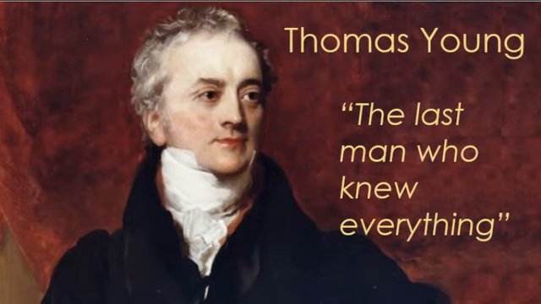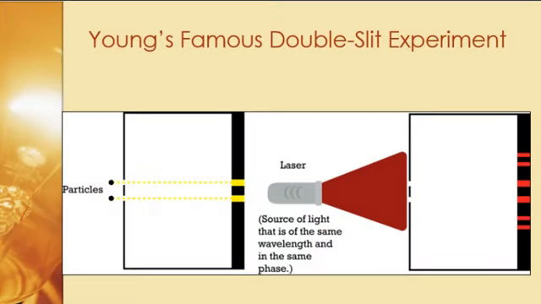This man is called Thomas Young, and the quote about him is "the last man who knew everything." And he was going to try to solve this problem of light. And he did some interesting tests. One of the most famous scientific experiments of all time was done by Mr. Young. It's called the double slit experiment. So what he did was he said, okay, let's try this. We're going to take a light source, flashlight, whatever, it looks like a laser beam or something, and he wants to put it through a little slit in a screen.